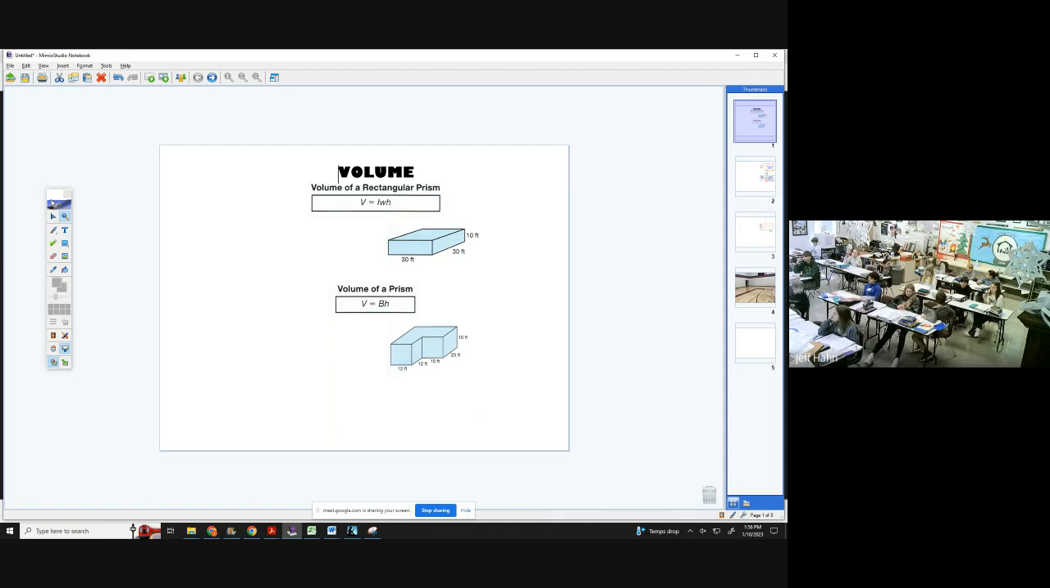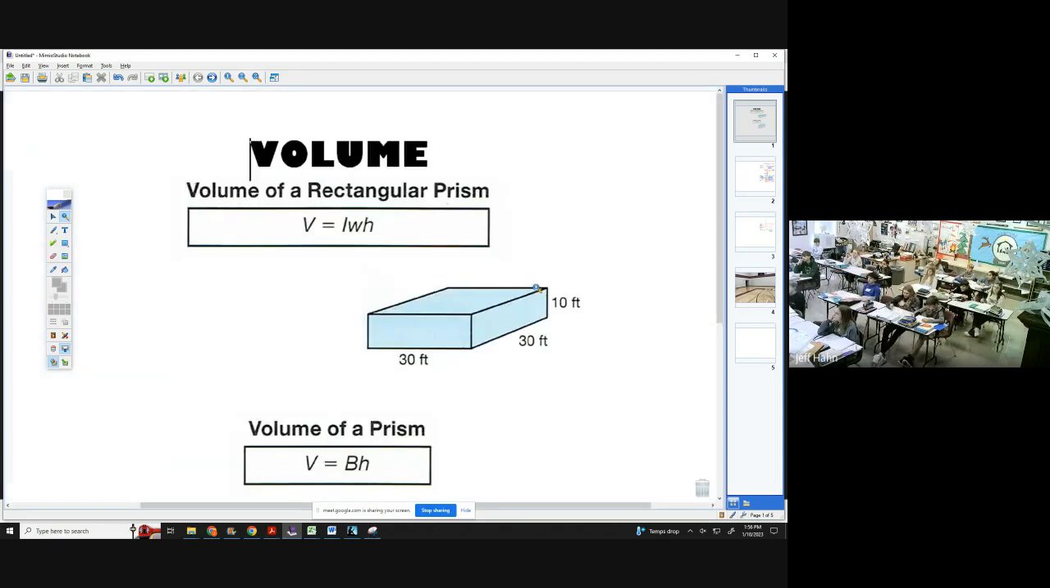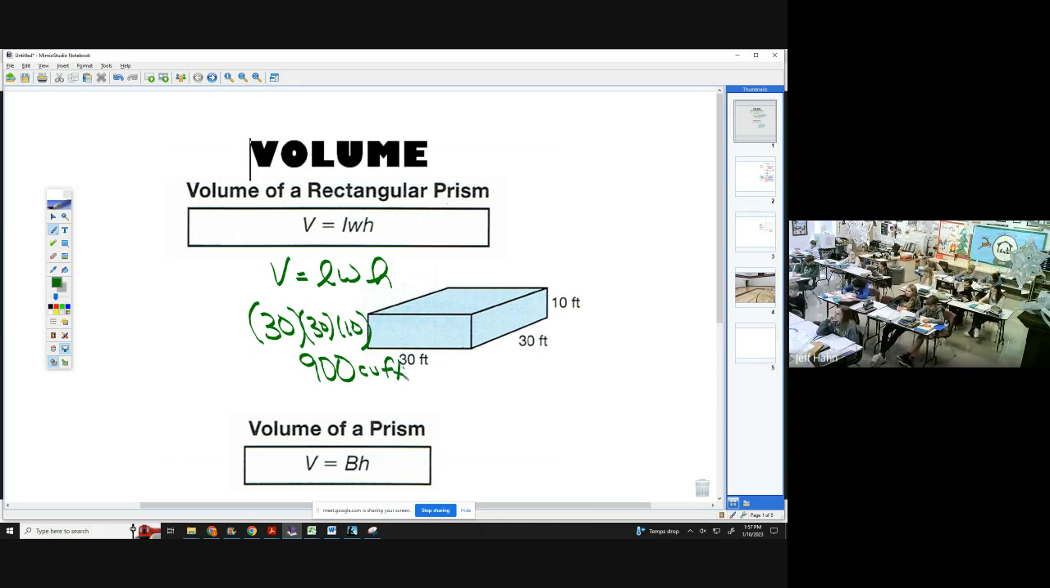Okay, here is that spiel. First of all, ladies and gentlemen, probably for the last 2 years you have done volume. If I asked you what the volume of a rectangular prism, or a box, is, you would simply tell me the formula: volume is length times width times height, and it is. This is simply 30 times 30 times 10, which is 9,000. There are 9,000 cubic feet in this box, okay?